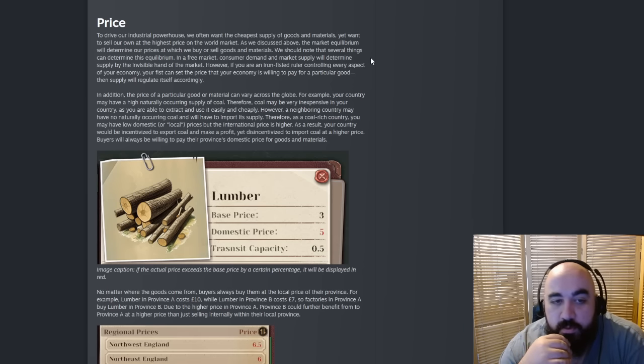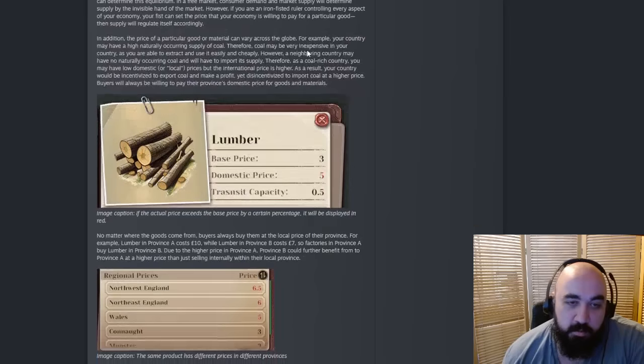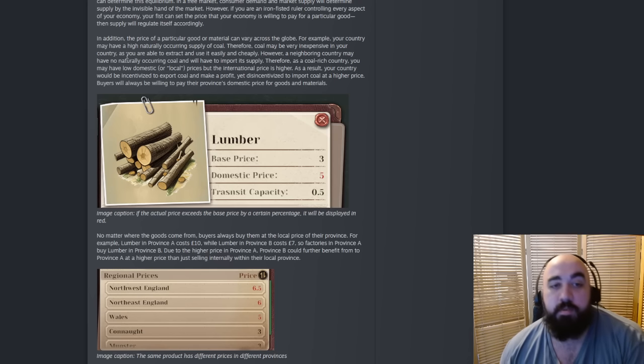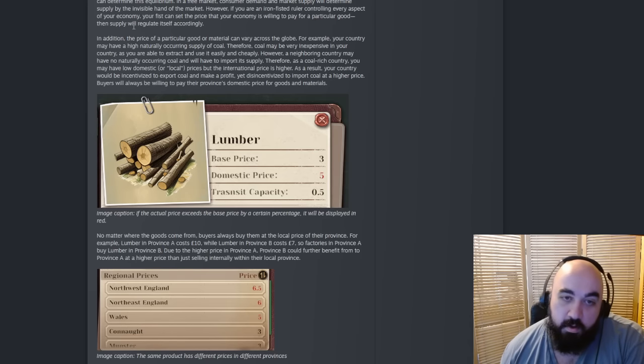Price ceilings and price floors create efficiency in terms of economic theory, but in addition, the price of a particular good or material can vary across the globe. For example, your country may have a naturally high supply of coal, therefore coal may be inexpensive in your country, as you are able to extract and use it easily and cheaply. However, a neighboring country may have no naturally occurring coal and will have to import its supply. Therefore, as a coal-rich country, you may have a low domestic price, but the international price is much higher. As a result, your country would be incentivized to export coal and make a profit. Okay, and disincentivized to import coal at a higher price.